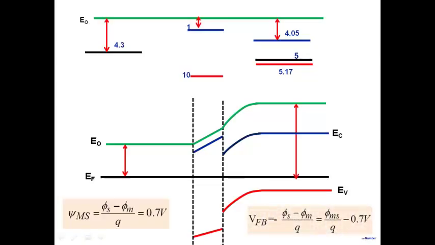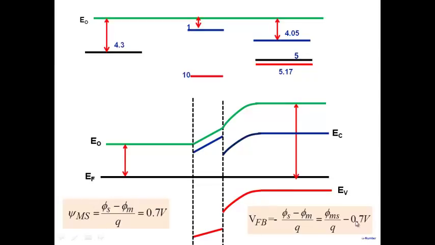So my flat band voltage is going to be minus of this value, phi s minus phi m by q, which can be written as phi ms by q, which is equal to minus 0.7 volt. So my system has a flat band voltage of minus 0.7 volt. If I don't apply any gate voltage, I have an internal voltage of 0.7. I have to apply a minus 0.7 to create a flat band condition.